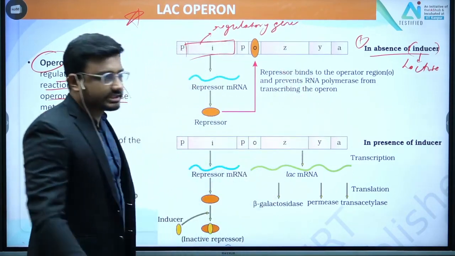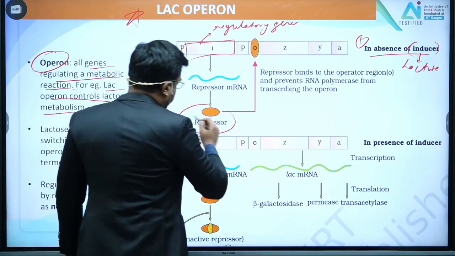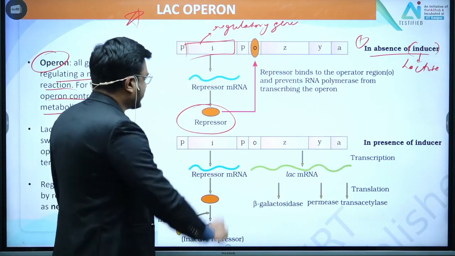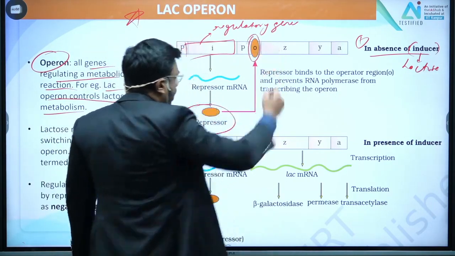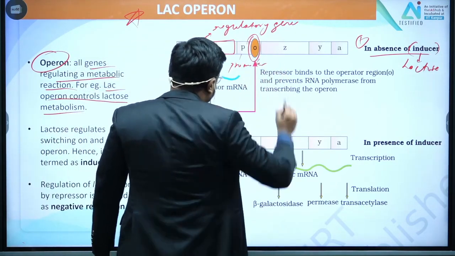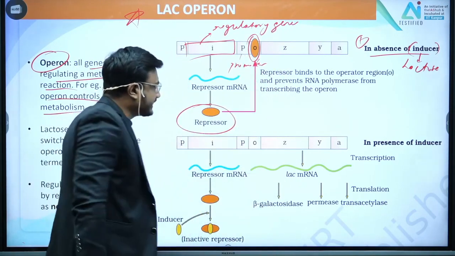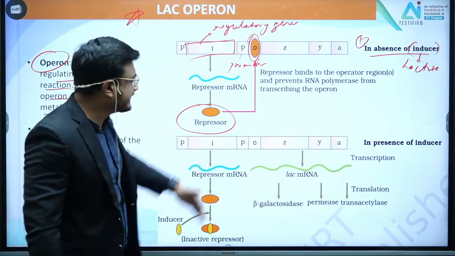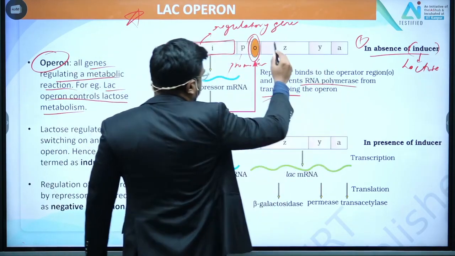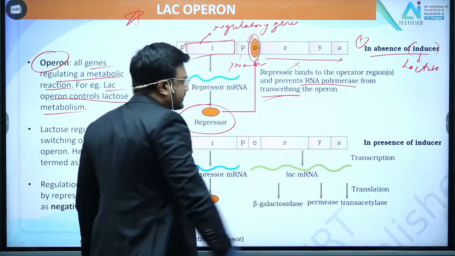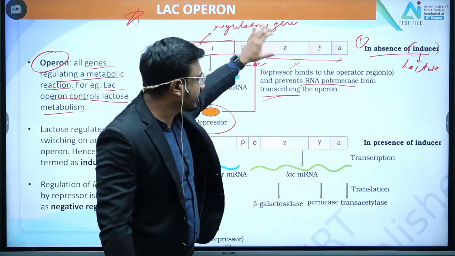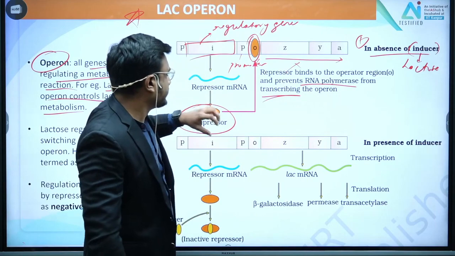This I gene is responsible for producing the repressor. In the absence of lactose, this repressor binds to the operator. Here the P represents the promoter. Because the repressor is bound to the operator, it prevents transcription, as it doesn't enable the RNA polymerase to move forward. So these structural genes are not expressed, because the RNA polymerase cannot transcribe due to the repressor.